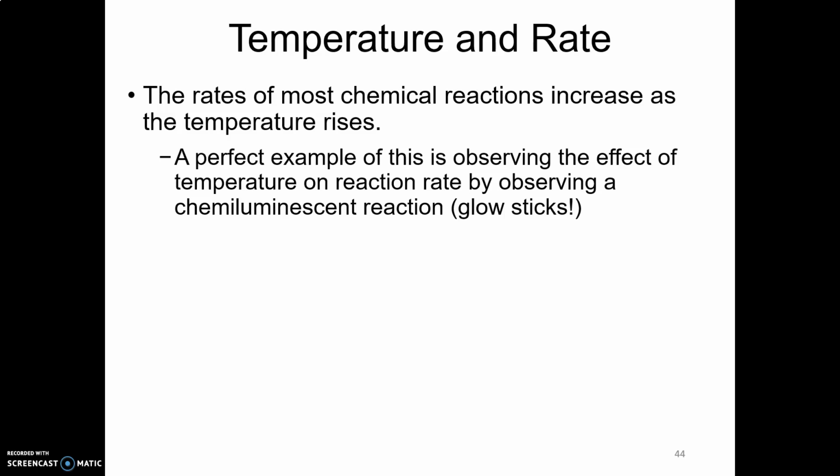All right, so temperature and rates. Obviously, we know that kinetics are affected by temperature. And as temperature goes up, the rate goes up. Temperature and rate are directly proportional as far as how they affect one another. And the easiest way to see this is to actually examine glow sticks.